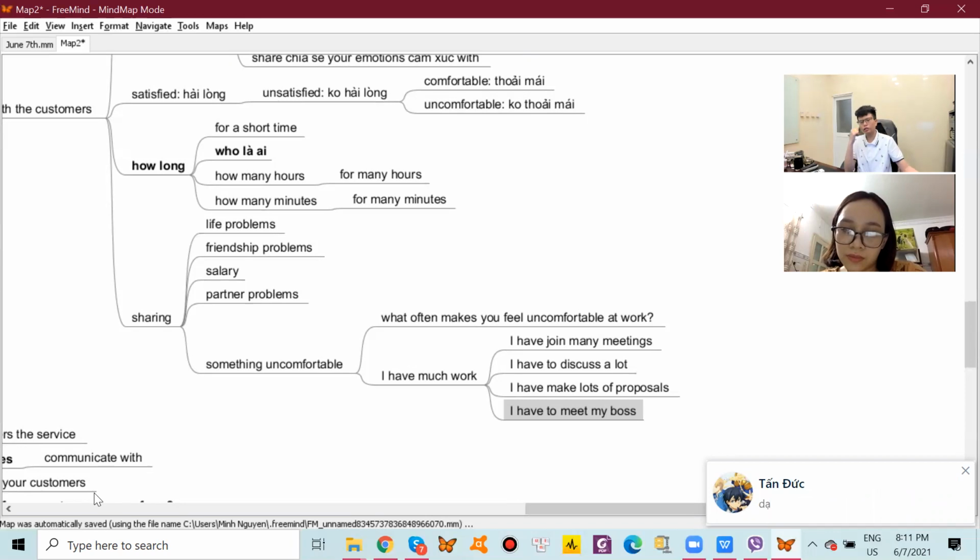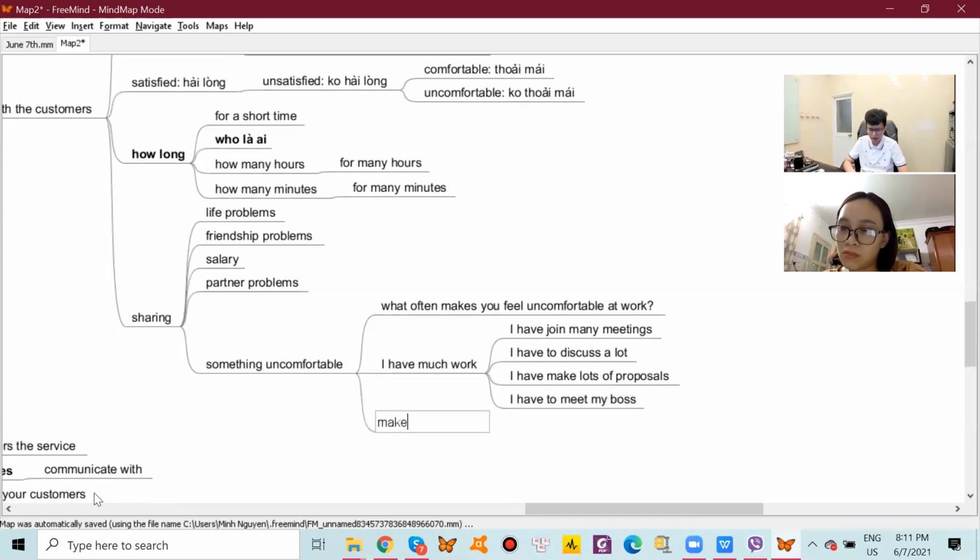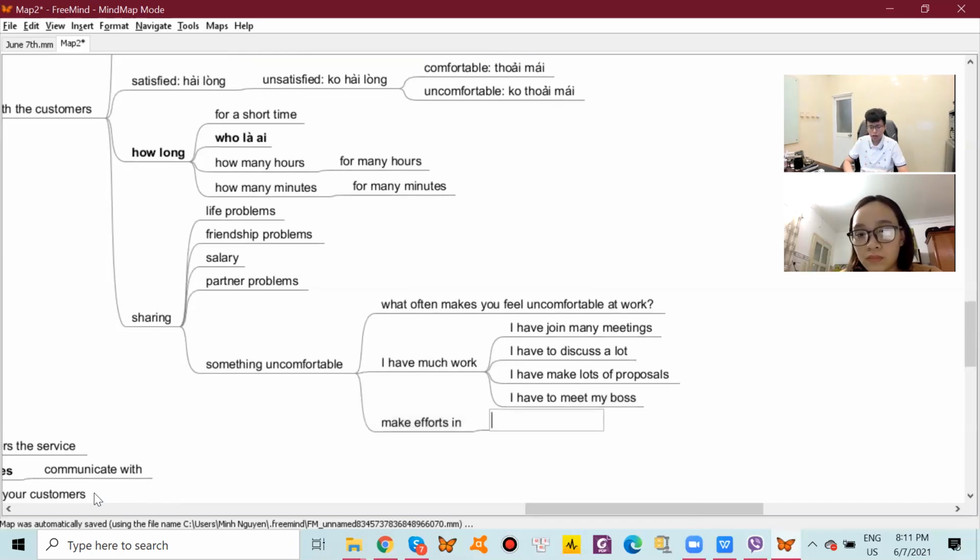Very good. So when you have lots of work, you need to make lots of efforts. You say make efforts in. So you say, when I have lots of work, I need to make lots of efforts in completing my work. And Miss Daniel, how long does it take you?